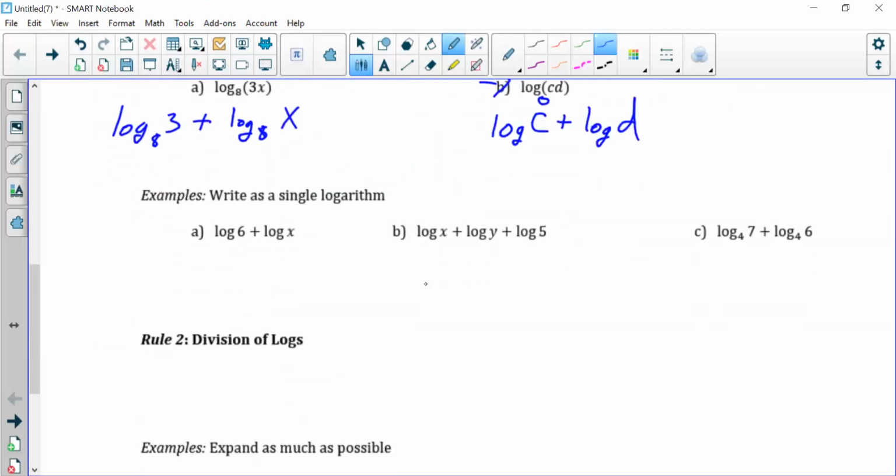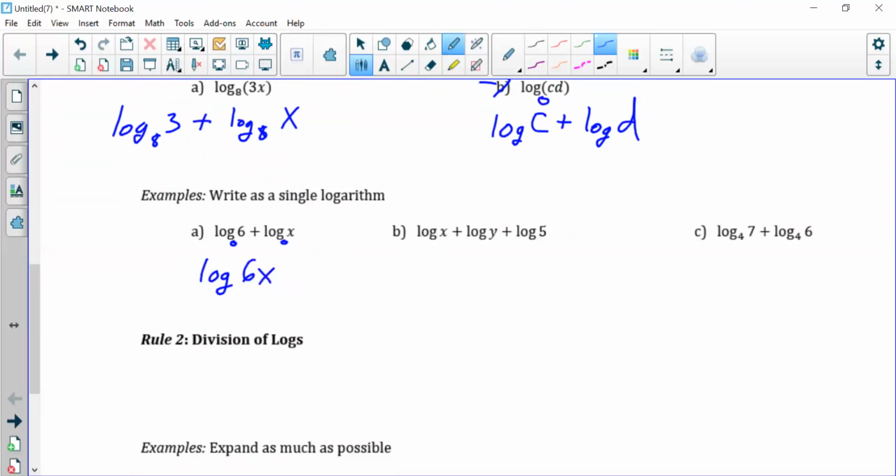All right, rewrite as a single logarithm. Remember I said that we could go both ways. So now we're going to squish these together. We're going to condense them. So same base, always check that first. So the log of 6x.